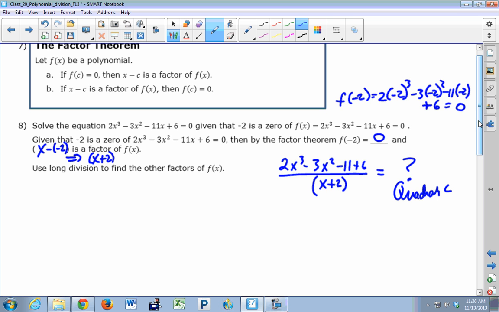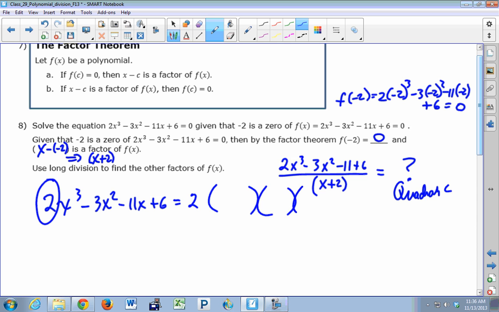So here's my goal. I want to take 2x cubed minus 3x squared minus 11x plus 6, and I want to factor it. What's the value of a here? What's the value of a, the leading coefficient? 2. Whatever it is here, it's going to be part of your answer. How many factors am I going to have? How many possible factors could I have? How many possible zeros? 3.